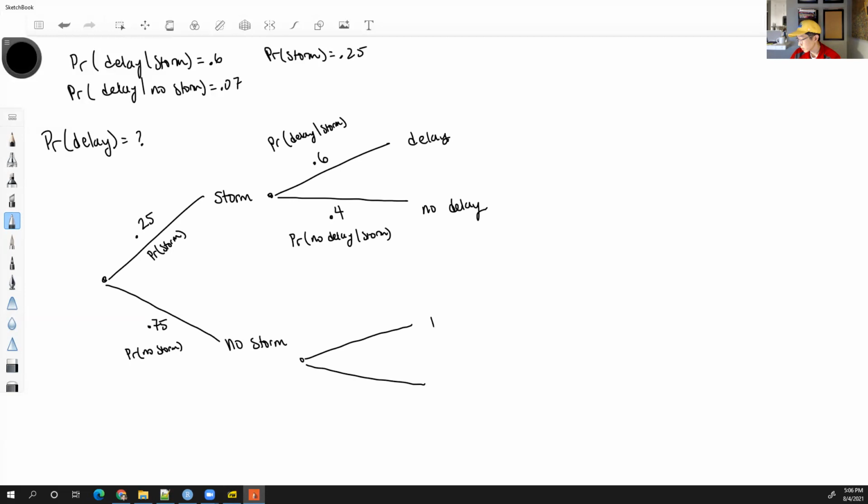All right, so over here, I will also write out my branches. I've got delay versus no delay. If there's no storm, we can still be delayed. That happens with a probability of 7%. This is the probability of a delay given no storm. And then I got 7% here, so I'm going to put 93% down here. And this is going to be the probability of no delay given no storm.